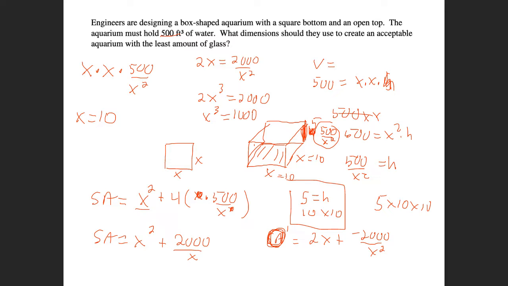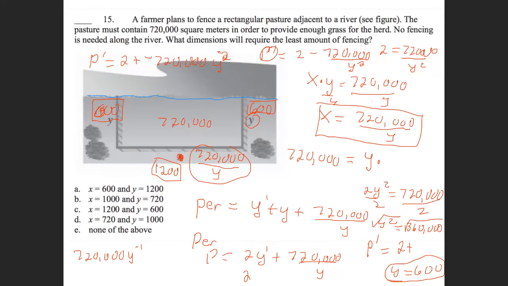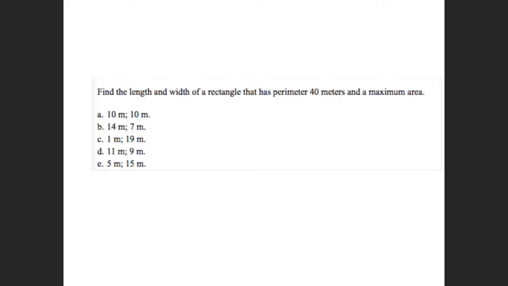All right. So one more problem, and I know this problem was on your assessment. I think this one might be also. And then this one here, it says find the length and width of a rectangle that has a perimeter of 40 meters and a maximum area. Okay, so why don't you try that one? My dog is scratching at the door, so I'm going to let him in. Give that one a shot and see what you get.